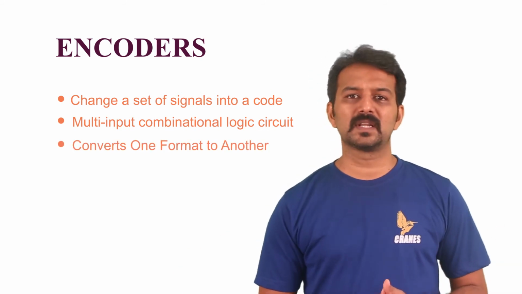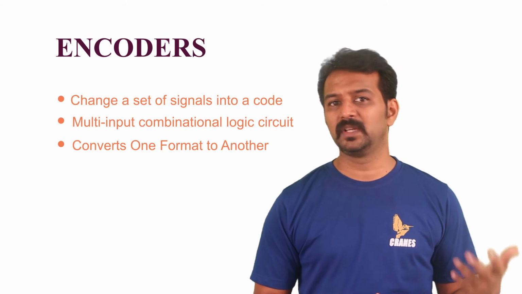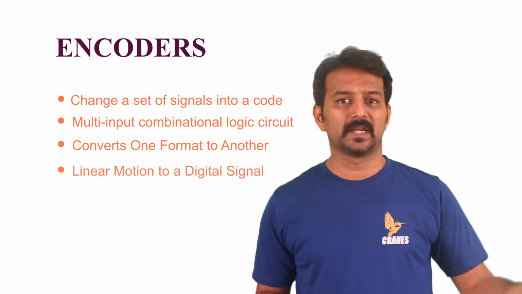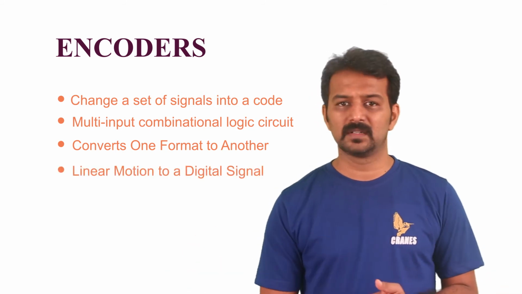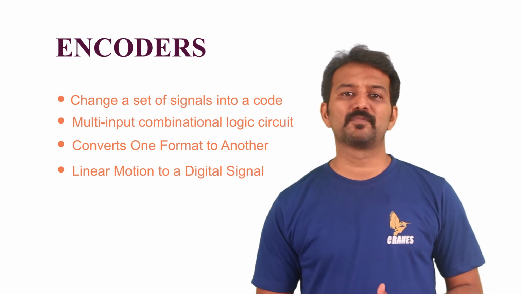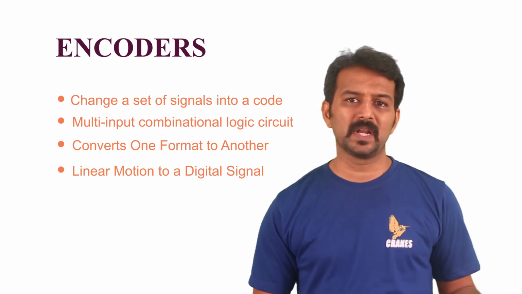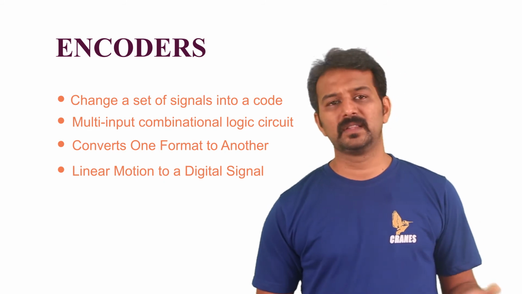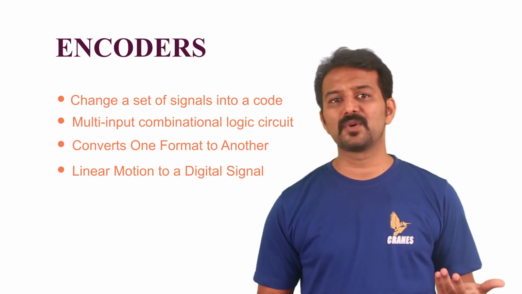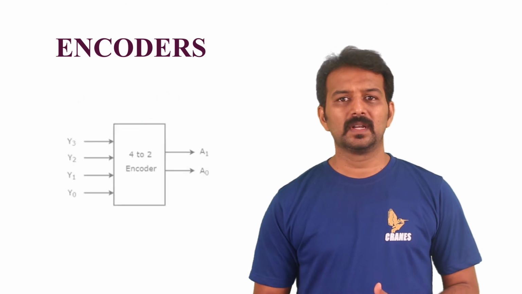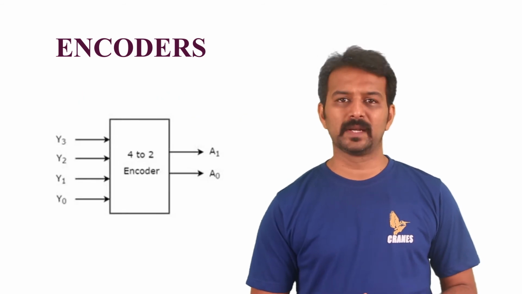Encoders are used to translate rotary or linear motion, which is nothing but mechanical movements, into a digital signal. This is for the purpose of monitoring or controlling motion parameters such as the speed, the rate, the direction, the distance or the position. Let us see an example of a 4:2 encoder.